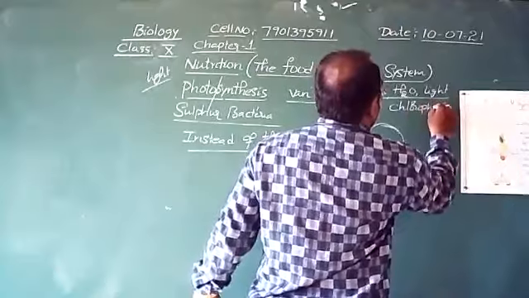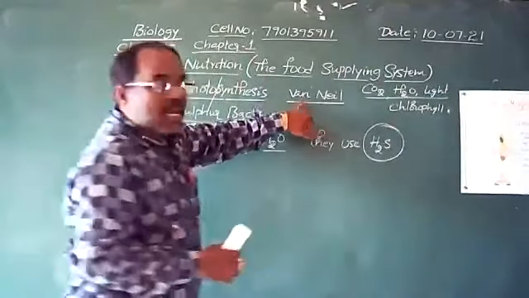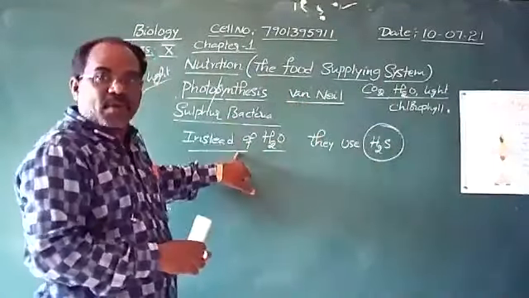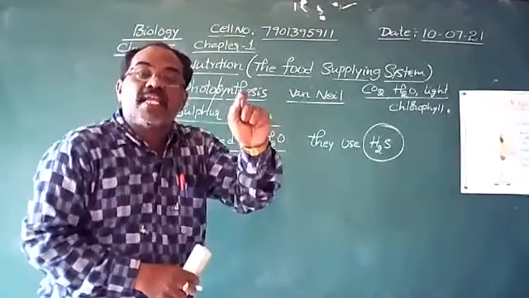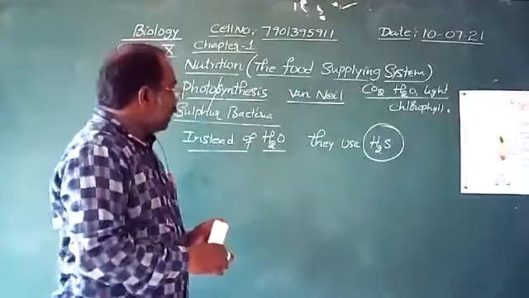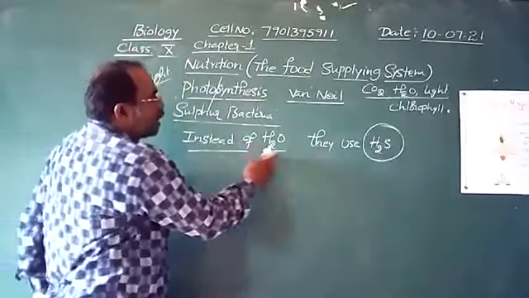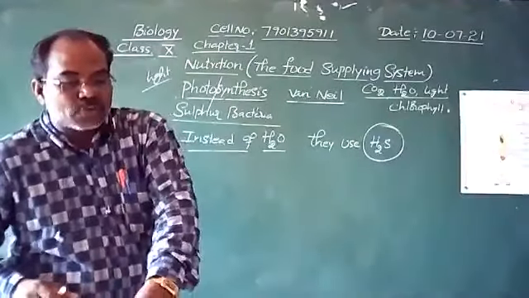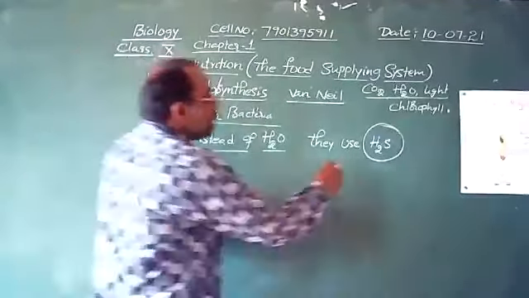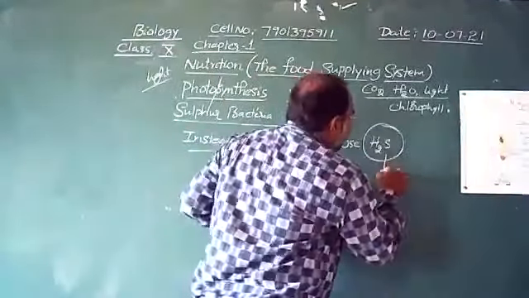But Van Niel worked on sulfur bacteria. During this process, sunlight plays an important role, and instead of water, they use H2S. They use H2S. This is a starting material. Instead of water, they use H2S.